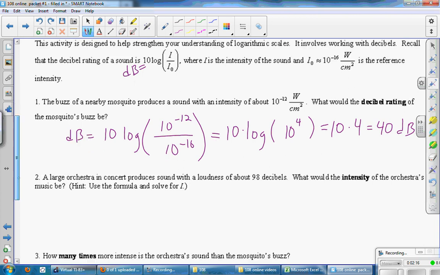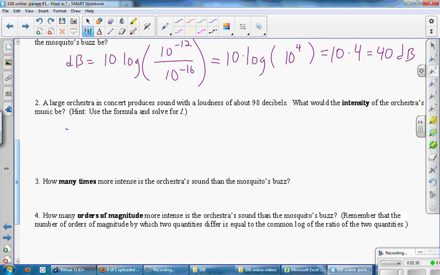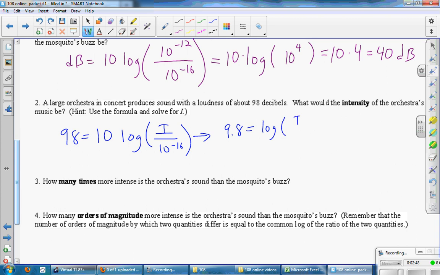Number 2, a large orchestra in concert produces sound with a loudness of about 98 decibels. What would the intensity of the orchestra's music be? Same idea, but in this case, you're given the number of decibels. So let's put 98 on the left-hand side. The formula is 10 log of the intensity over always 10 to the minus 16, and we're just trying to solve this for I. We'll divide both sides by 10 to get the log by itself. Okay, and then we can use the definition.